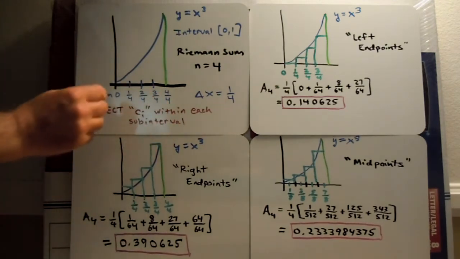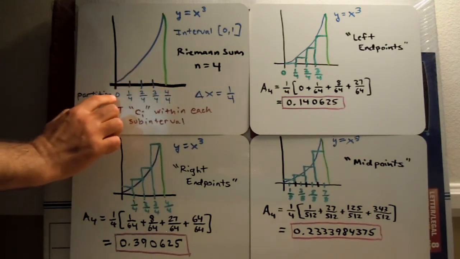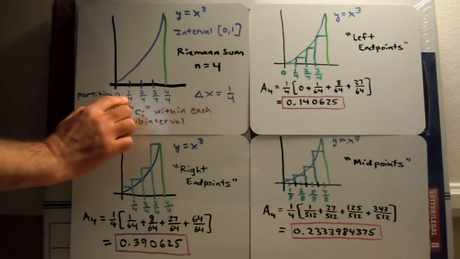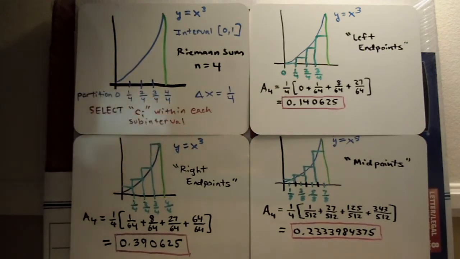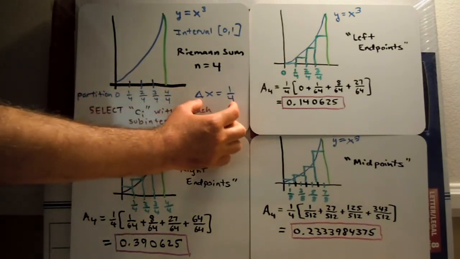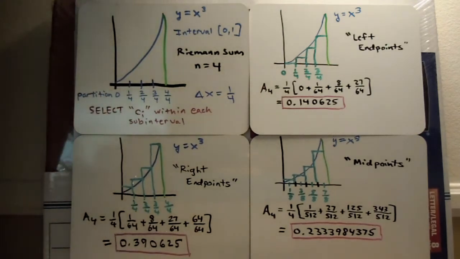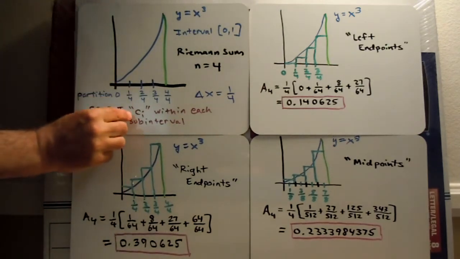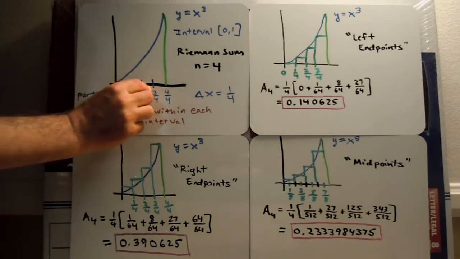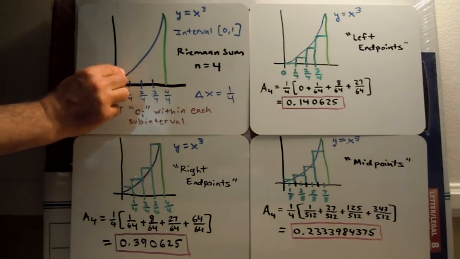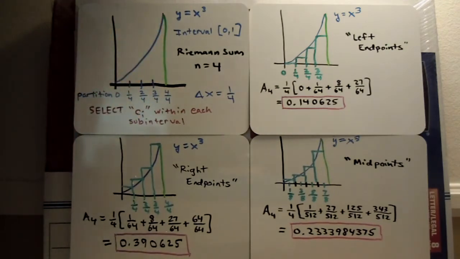So therefore, the interval from 0 to 1 is partitioned by 0, 1/4, 2/4, 3/4, 4/4, 4 equal pieces, so that we'll have 4 boxes who have a common width of delta x equal to 1/4. And then what we need to do is to select a c sub i value within each of the subintervals for which we're going to determine the height of each of those boxes. Each of the boxes will have a different height depending on which interval it is and how we've selected our c sub i's in the interval.